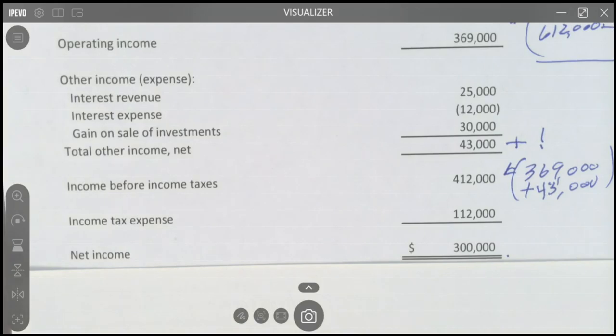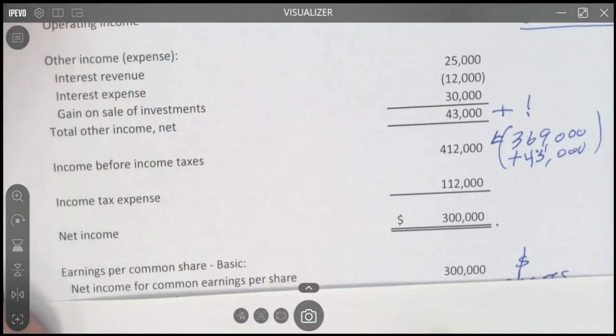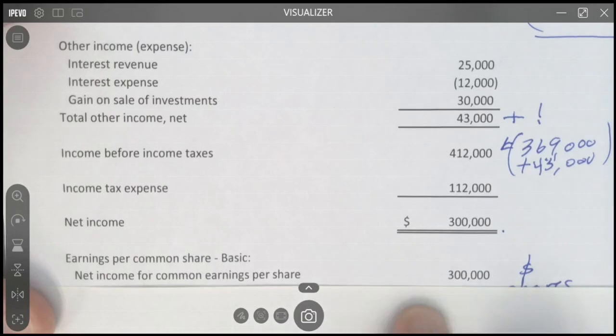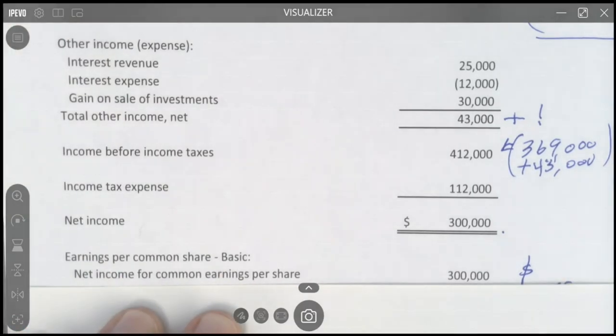Net income available to common shareholders, the numerator in earnings per share, is net income minus any dividends paid to preferred shareholders. We have no preferred stock in this company. Thus, the net income for common earnings per share is that 300,000 shown above.